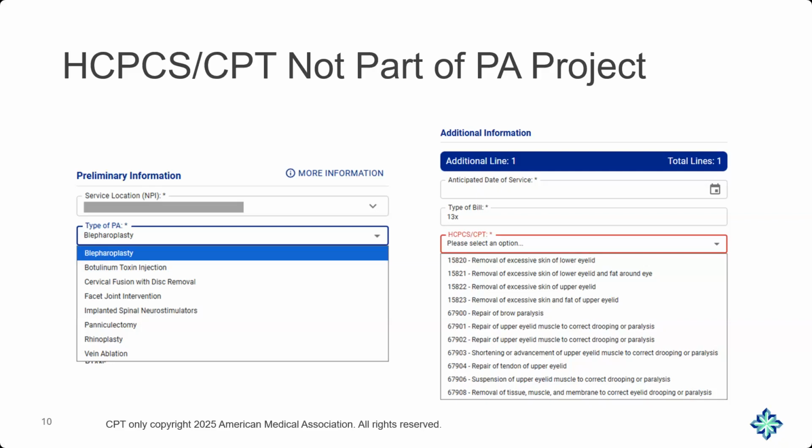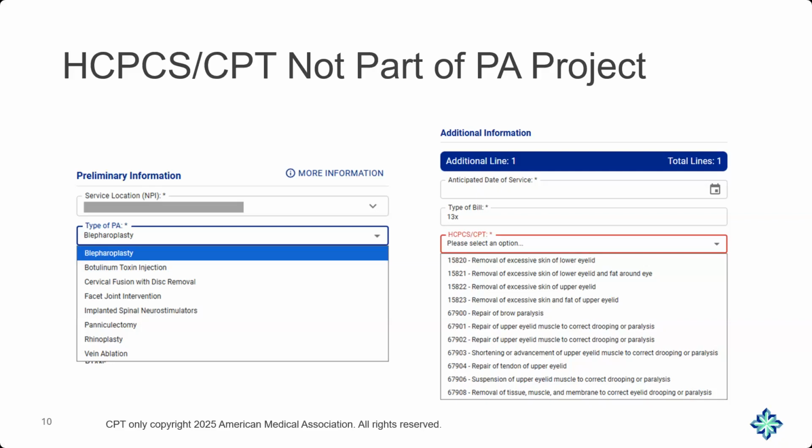Then as I move down that form to the additional information portion, the type of bill is going to be auto-populated as a 13X. This is something that Elaine mentioned earlier, that 13X is for the Part A or the institutional claim. And when I select the drop-down box for the HCPC or the CPT codes, the portal is going to provide me with a list of codes that's associated with that service that I put in the prior authorization field.